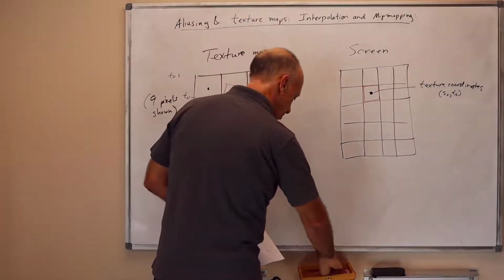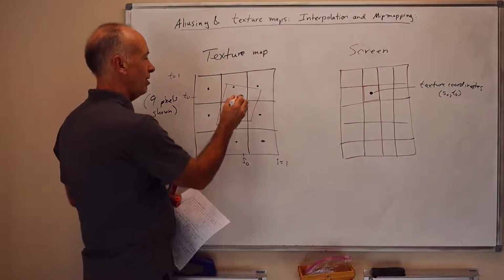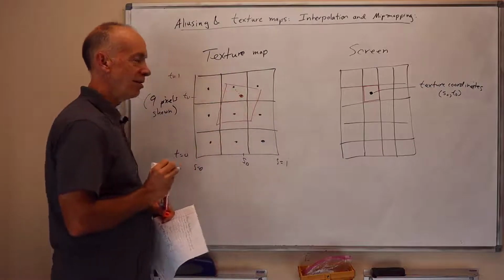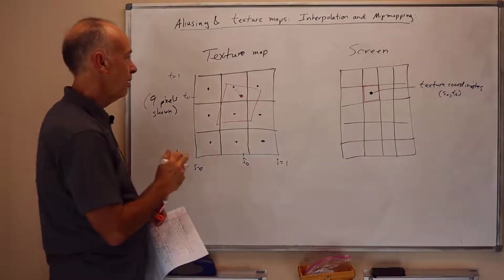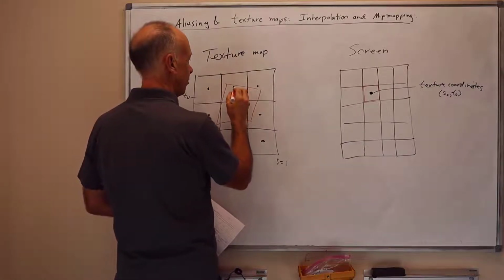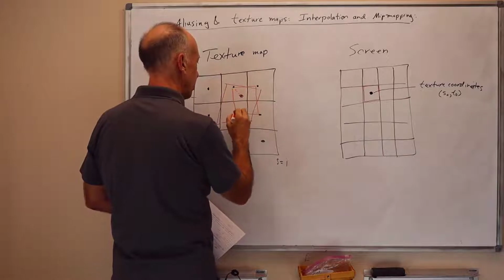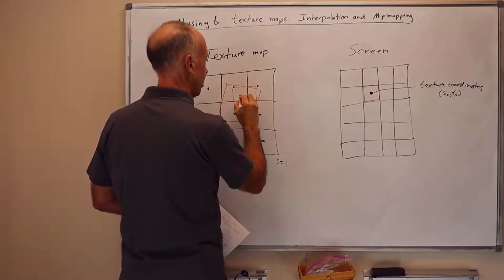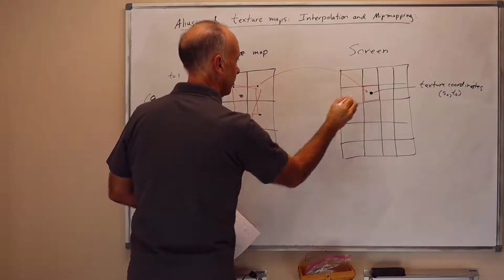There are two typical methods to make this work well. One is to just go to the closest, snapping to the closest pixel in the texture map and just using that color. But that's obviously going to cause some problems. A better way is to bilinearly interpolate between these colors. So we take these 4 colors, and we're going to take a bilinear interpolation.